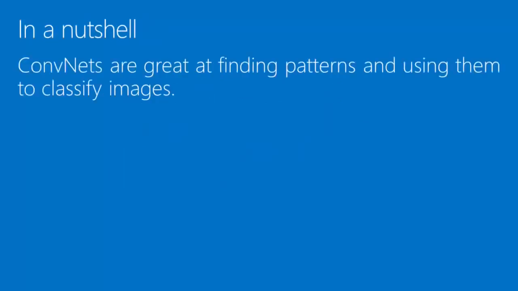So the take home is that convolutional neural networks are great at finding patterns and using them to classify images. If you can make your problem look like finding cats on the internet, then they're a huge asset.